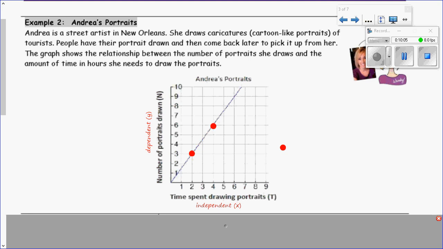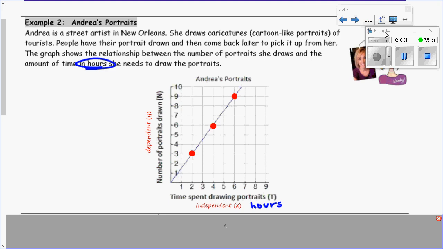6 portraits would take 4 hours. Does it say hours? Yes, it does. Okay, good. It just said time on the graph, so put hours. Because, you know, it's not going to take minutes or days, but we still want to know for sure. Okay, and then it looks like the last one that we can see clearly is right here. So 9 portraits would take 6 hours.